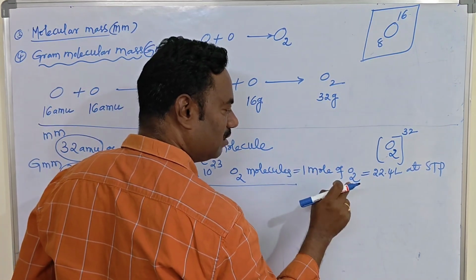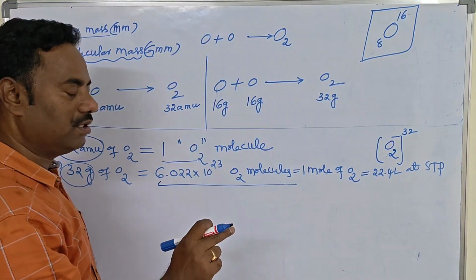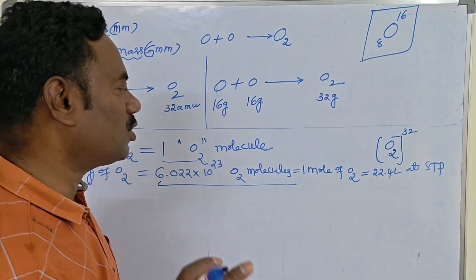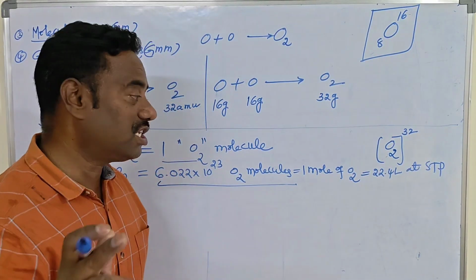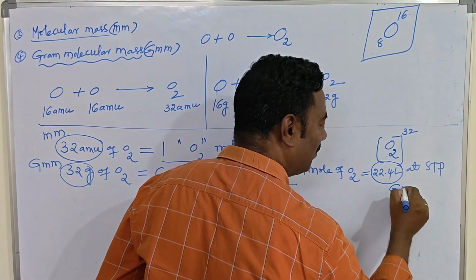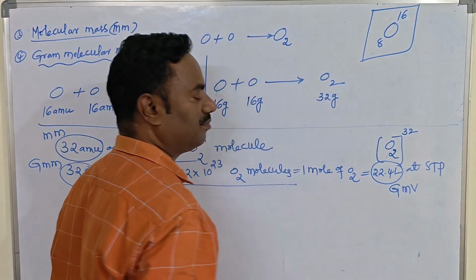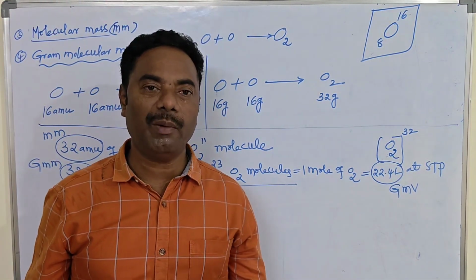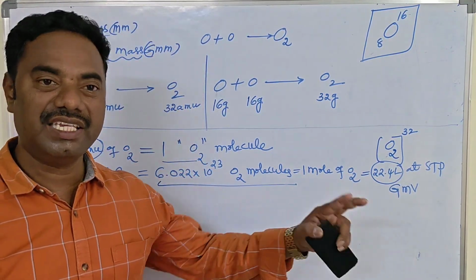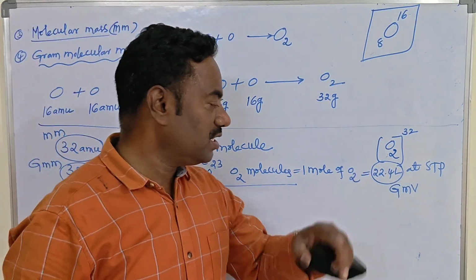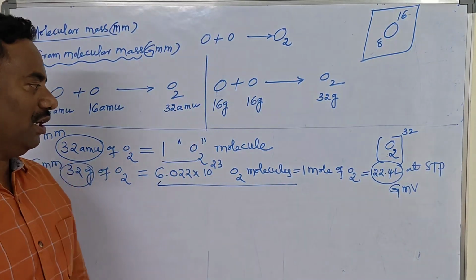It is a gas. Gas occupies 22.4 liters. 1 mole of any gas occupies 22.4 liters at STP. This is called gram molar volume. It is the volume which is occupied by 1 mole of any gas, whether it is in atomic state or in molecule state.